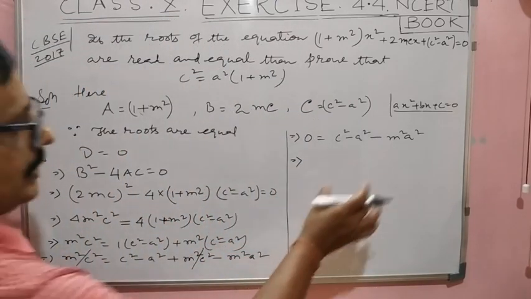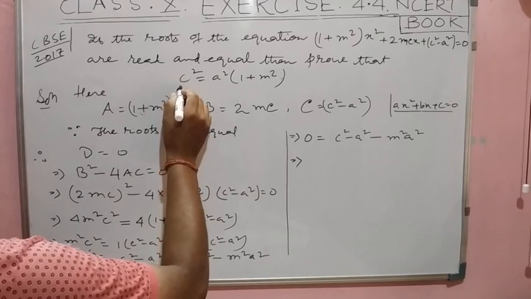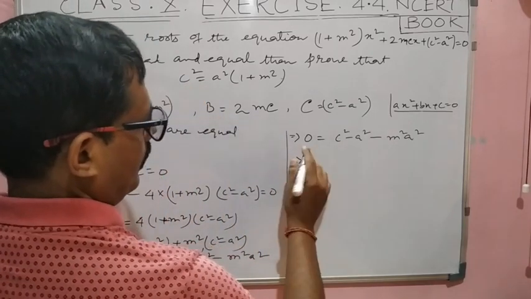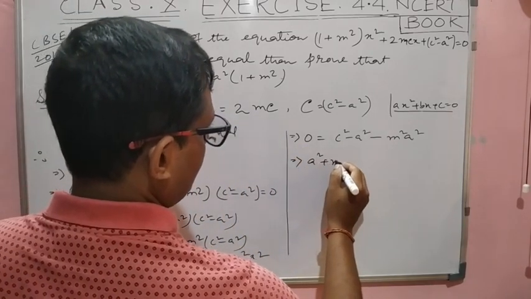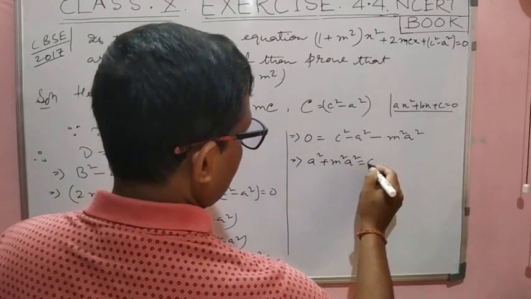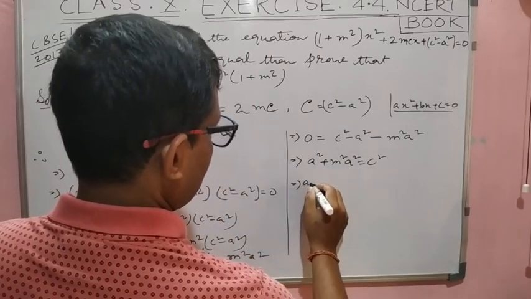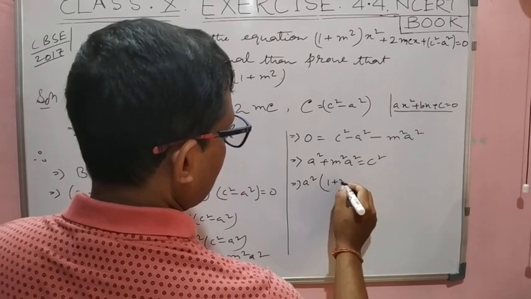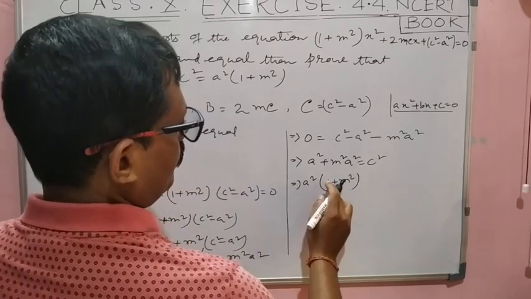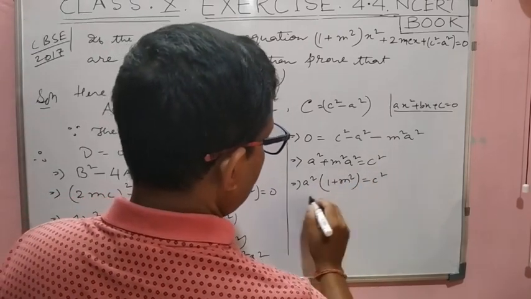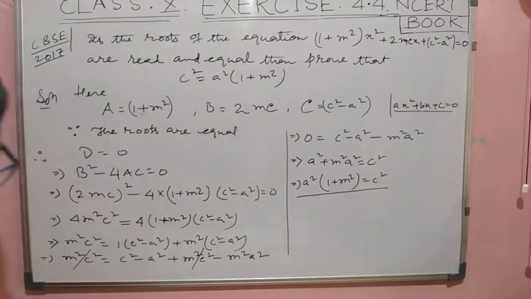Now transfer it. You see what to prove? We have to prove this one. So ये दोनों को इधर लेके आ जाओ. So it will be a square, m square a square और c square. So a square common ले लिया. It will be a square into (1 plus m square) equal to c square. So this is the proof.